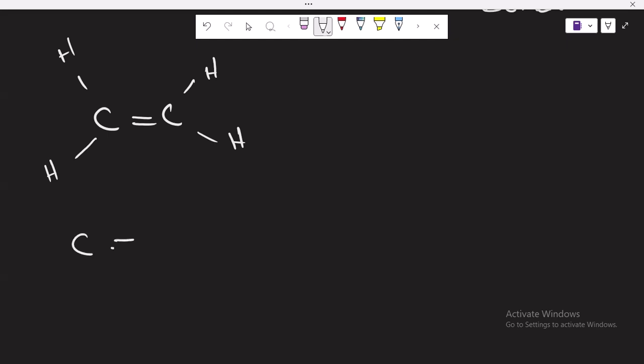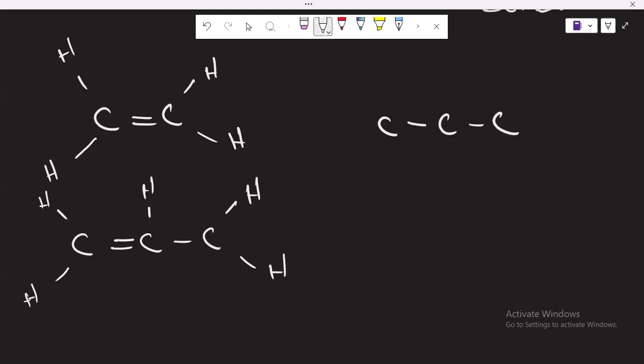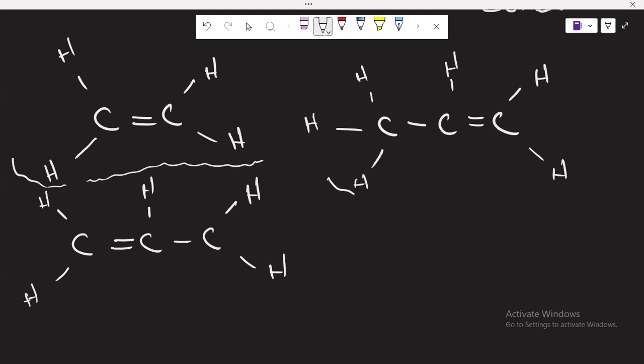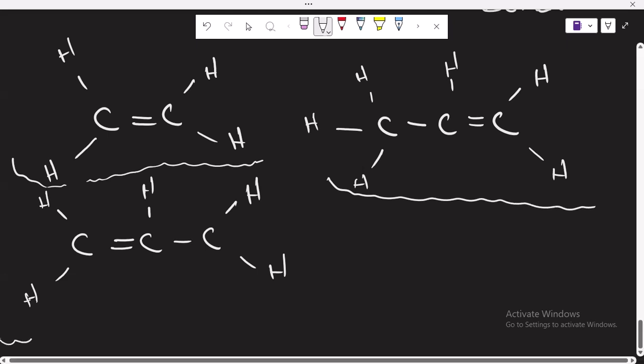Okay, so if I also draw, let's say, two more molecules of the alkene series, this is how it is going to look. And you can count the bonds yourself. You should be able to do that. So this is 1, 2, 3, and this is 1, 2, 3, 4. Now you can see that I have drawn three different molecules of the alkene series.